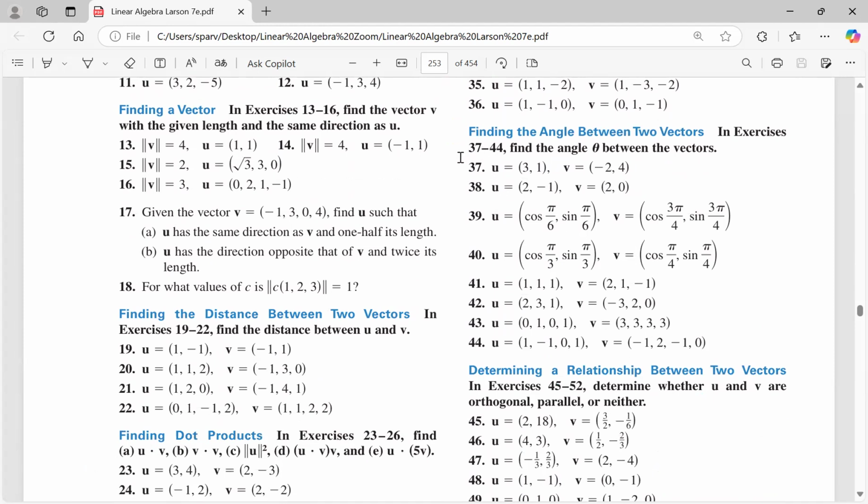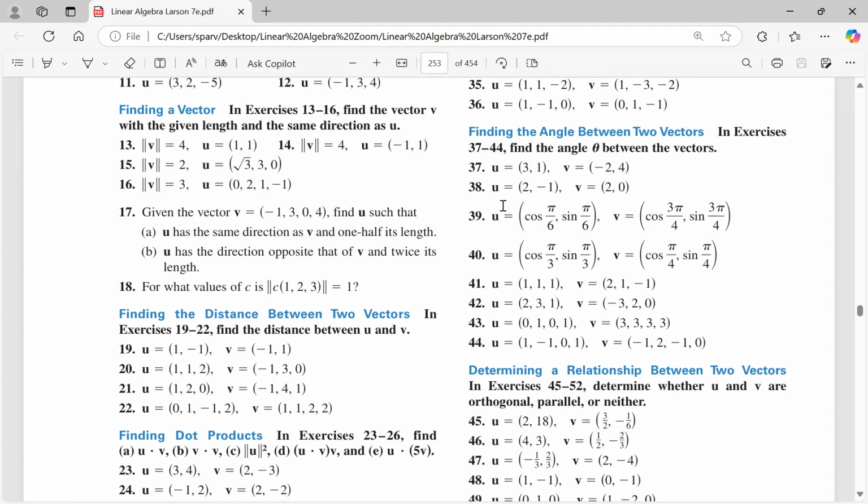In numbers 37 to 44, this is where the question asks you to find the angle between two vectors. It's near the end of the section. So let's take a look at number 40. Again, we are in section 5.1, number 40.